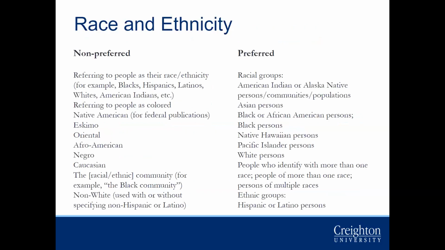In the category of race and ethnicity, some non-preferred terms include referring to people as their race or ethnicity. For example, referring to Blacks, Hispanics, Latinos, whites, American Indians, etc. Instead, we should refer to them as persons, communities, or populations who are Black, Hispanic, Latino, white, American Indian, Alaskan Native, and so on.